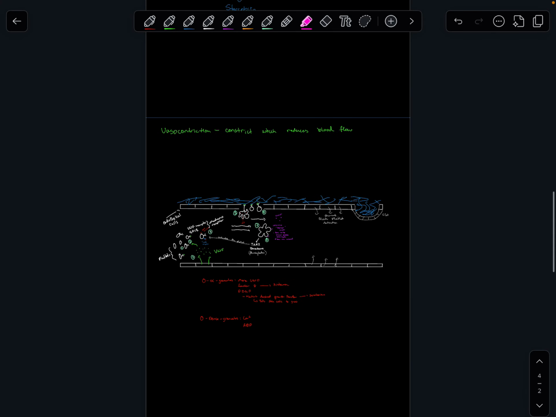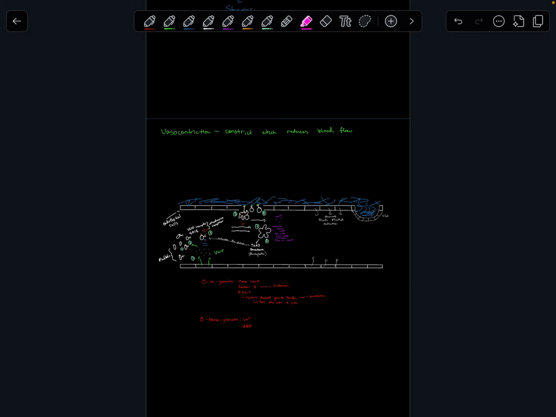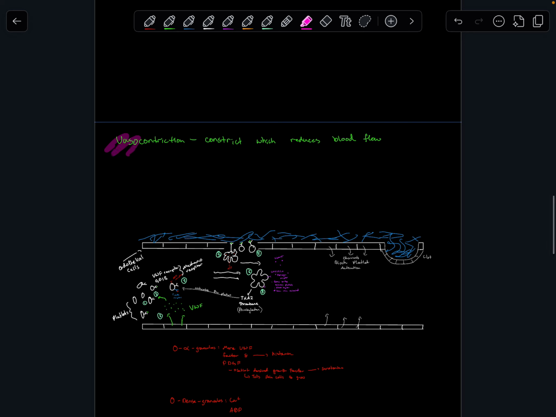Now we're going to talk about the different mechanisms that contribute to hemostasis. So the first really easy one is vasoconstriction. Vasoconstriction basically constricts blood vessels, which ultimately reduces blood flow. And then we'll talk about platelet aggregation and coagulation.